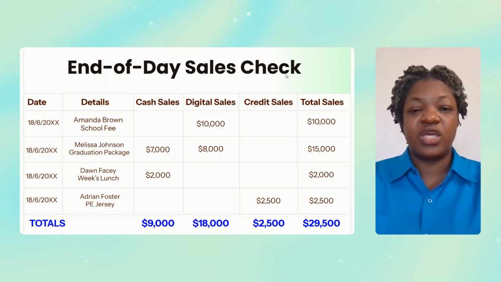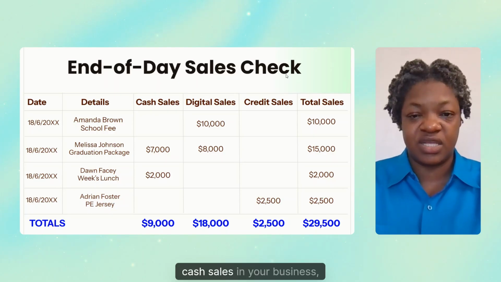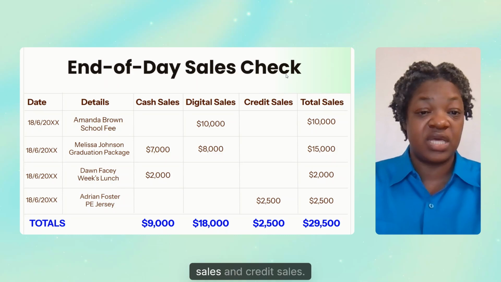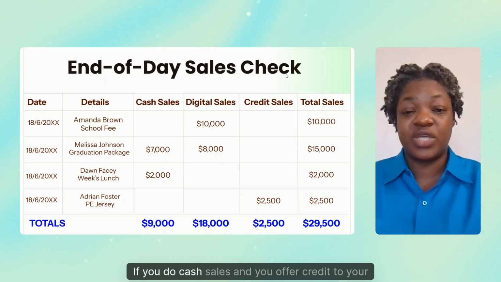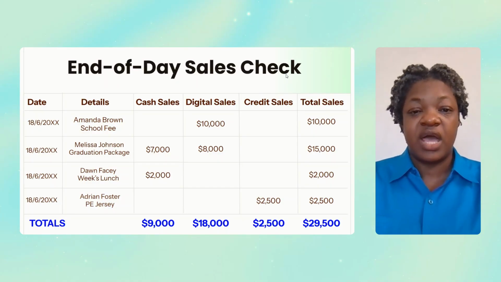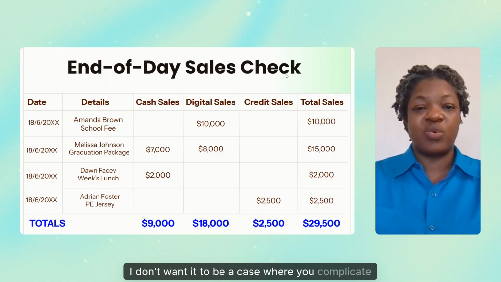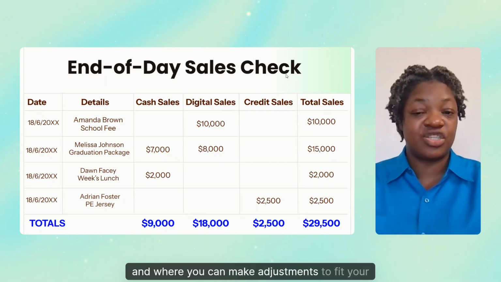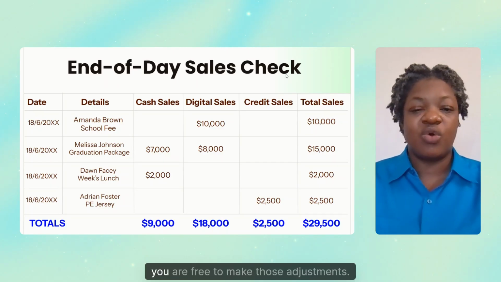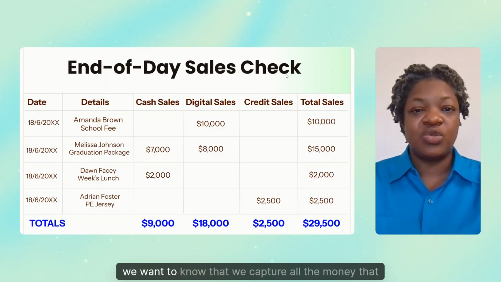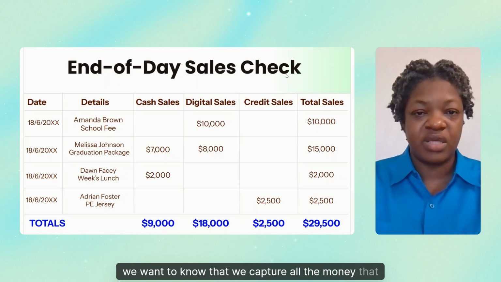Now, if you only encounter cash sales in your business, then you can omit the columns for digital sales and credit sales. If you do cash sales and you offer credit to your customers, remove digital sales. I don't want it to be a case where you complicate the process. I want it to be as simple as possible. And where you can make adjustments to fit your business, you are free to make those adjustments. At the end of the day, we want to know that we capture all the money that comes in.